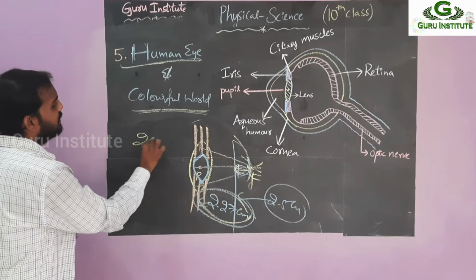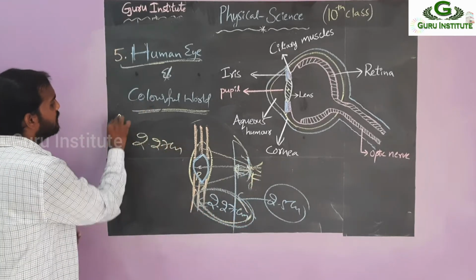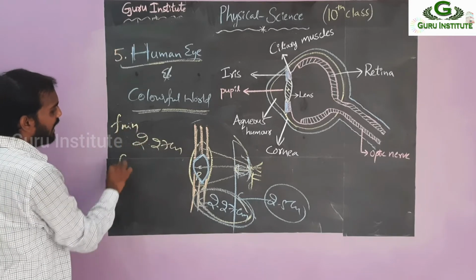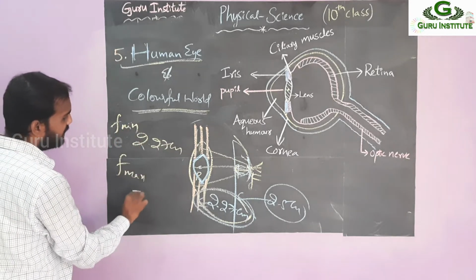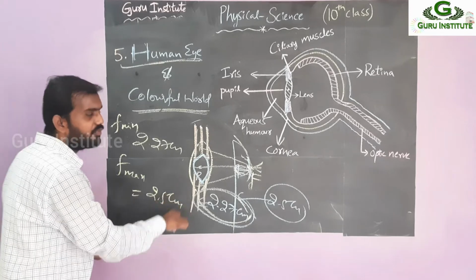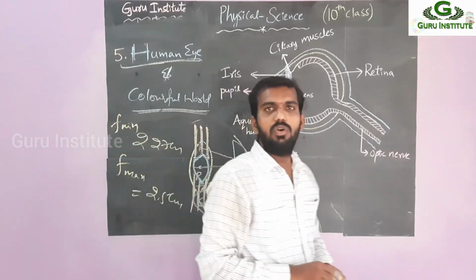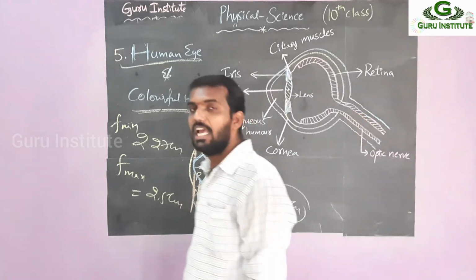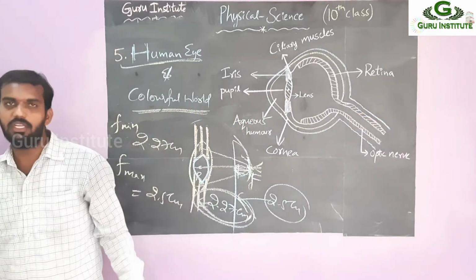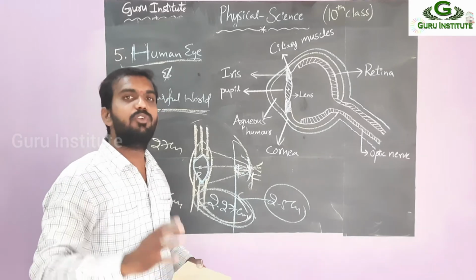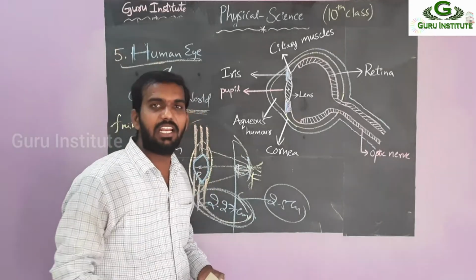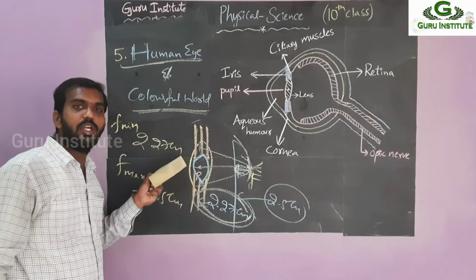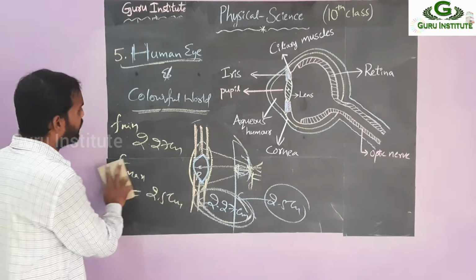So that's why 2.27 is the minimum focal length and 2.5 centimeters is the maximum focal length. Like this, the adjustment will be done by the great muscles, the ciliary muscles. So that's why only this is happening: you can see the beautiful world, with far objects and nearer objects. F minimum is 2.27 cm, F maximum is 2.5 cm.